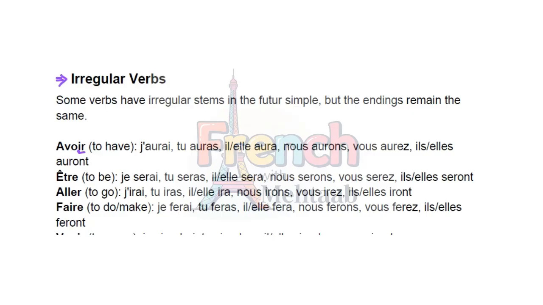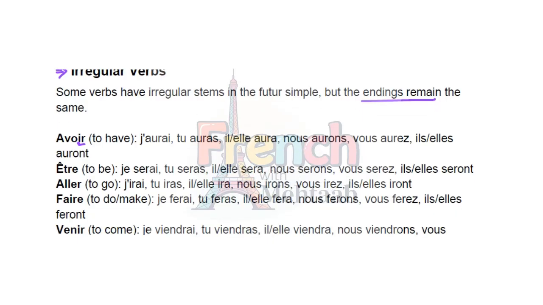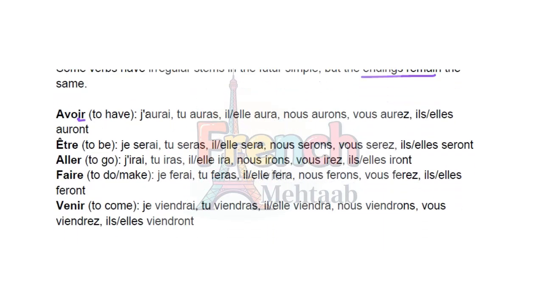So some of the verbs which are irregular have irregular stems in the future simple, but the endings remain the same. For instance, the first example is the verb avoir, which means to have. So if you want to say I will have, you would say j'aurai.